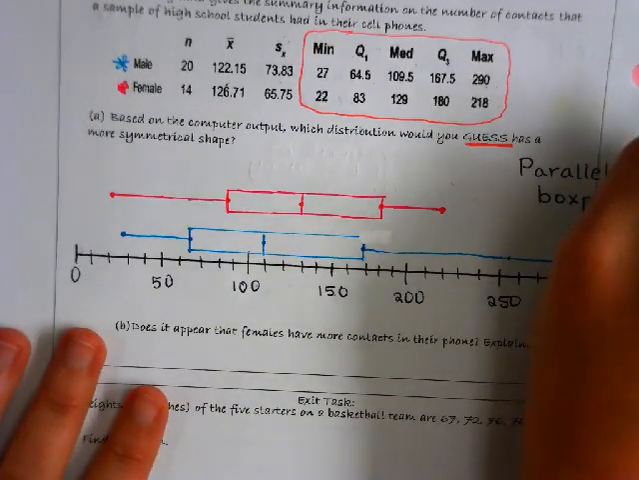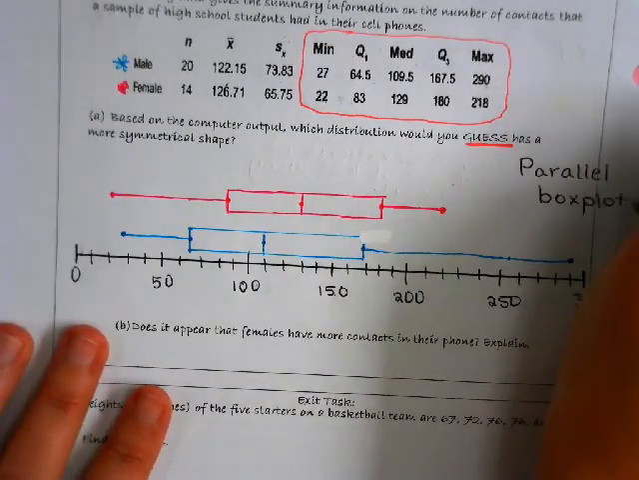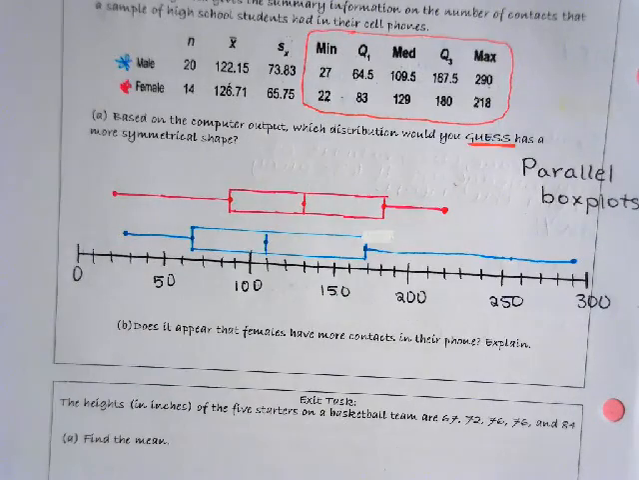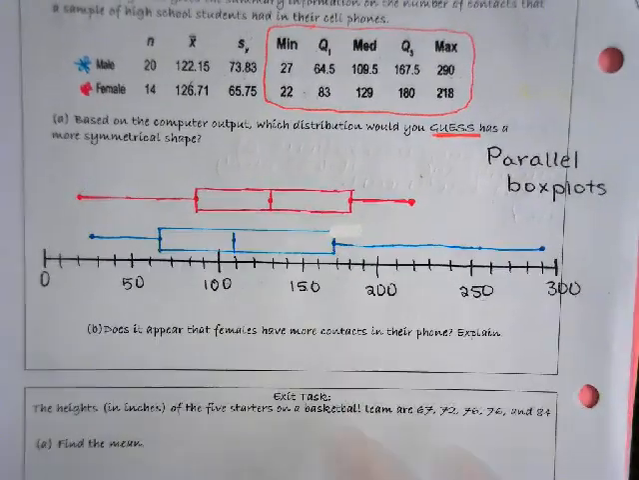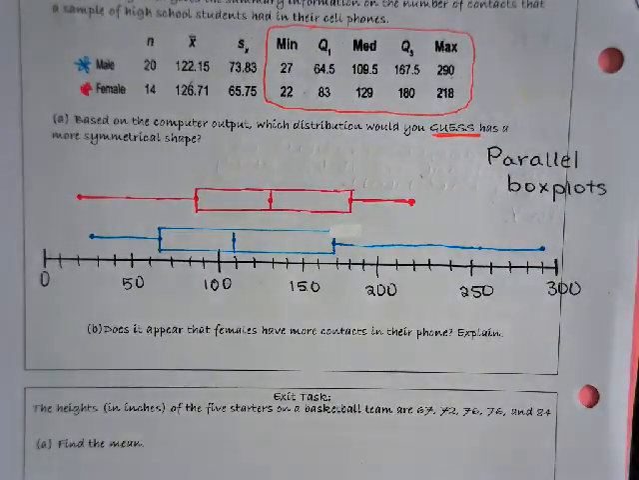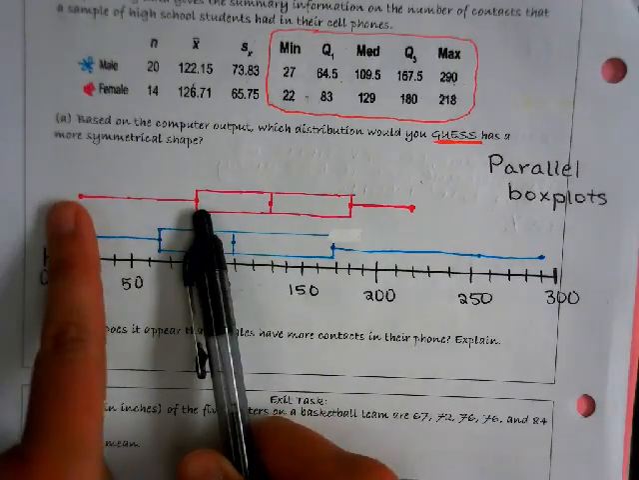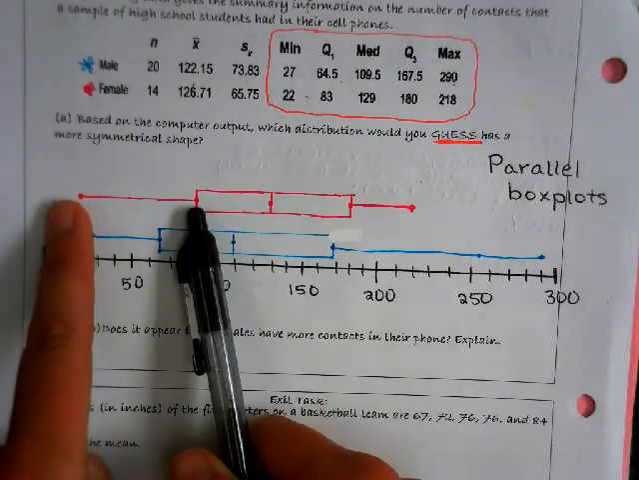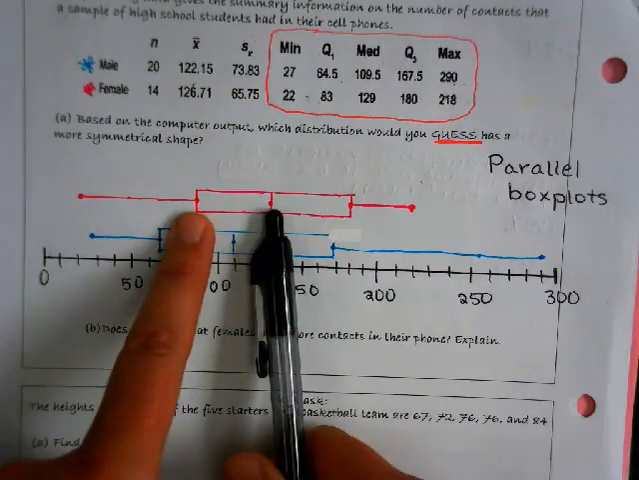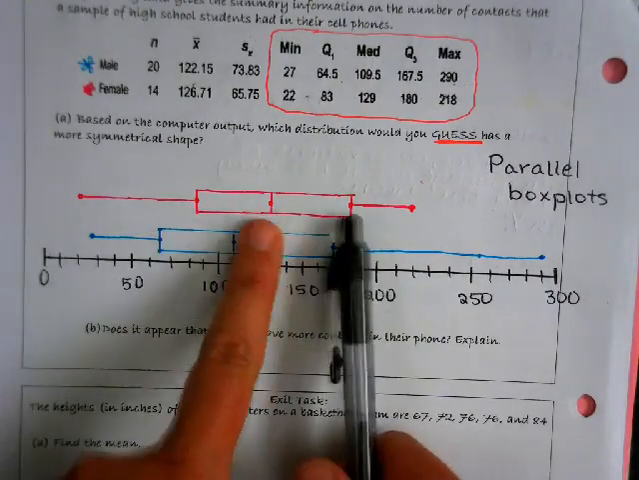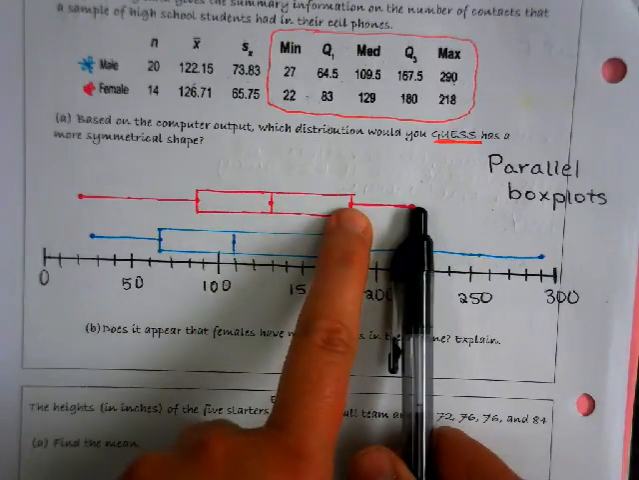Female is much more symmetric. Remember, in a box plot, 25% of the data lives in that whisker, 25% lives in that part, 25 in there, and 25 in there. So these are roughly the same size for each of the 25%. So our female distribution is more symmetric.